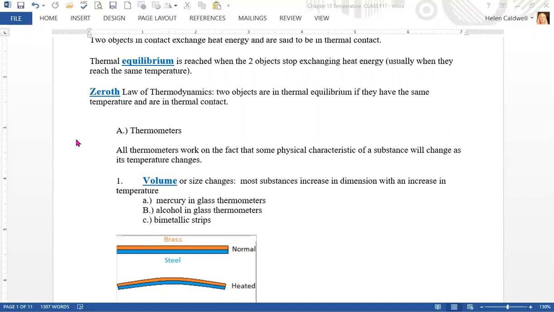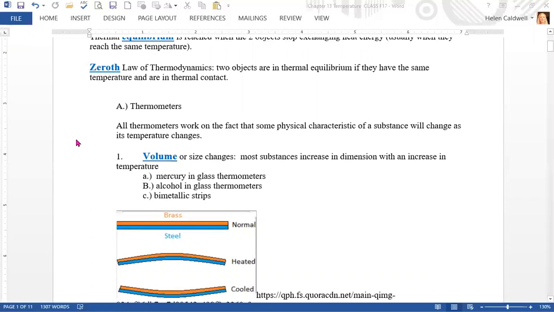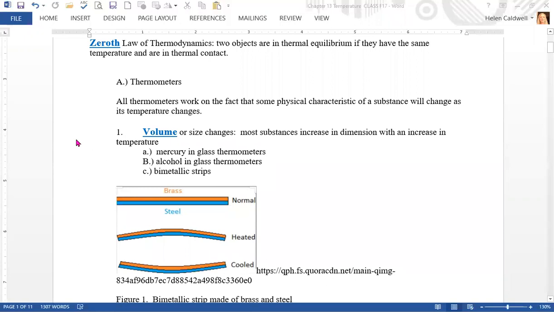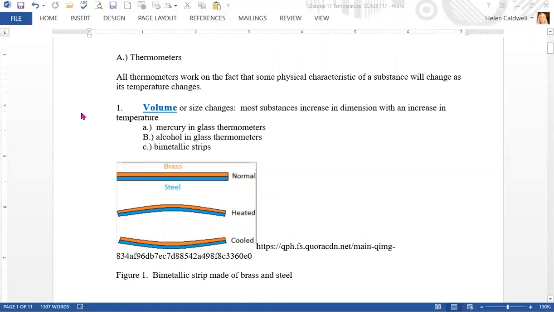Thermometers, there are all kinds of thermometers. There are infrared thermometers that they're using now. Those are the touchless ones they talk so much about. They've been around actually for a very long time. They're just now in common use. But all thermometers work on the fact that some physical characteristic of a substance will change as the temperature changes.